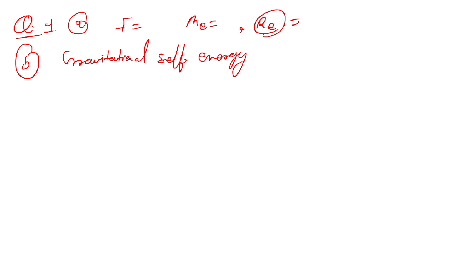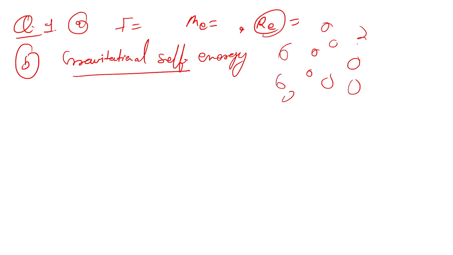I'm just giving you the formula and the way to solve it, and you have to do the calculation on your own. So what is gravitational self energy? Let's say there is a system with particles present at infinite distance, or spread in a particular region, beyond the region limit.